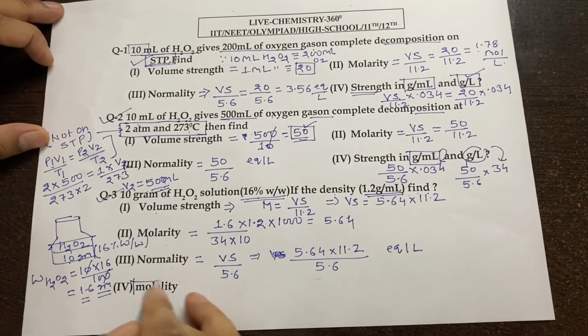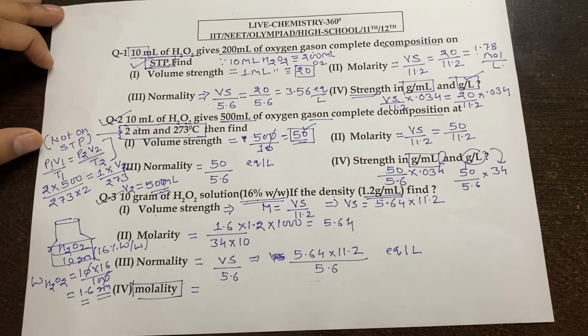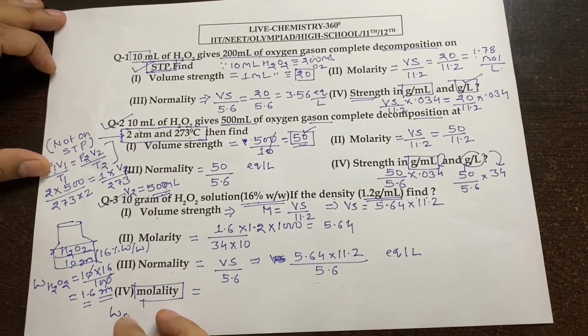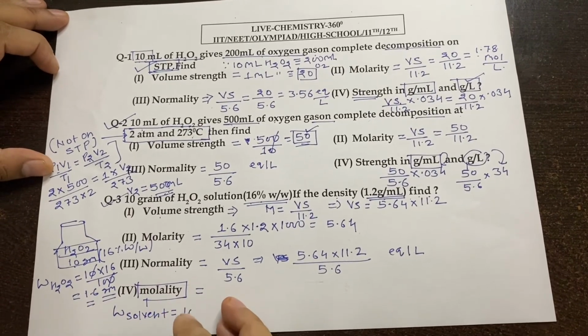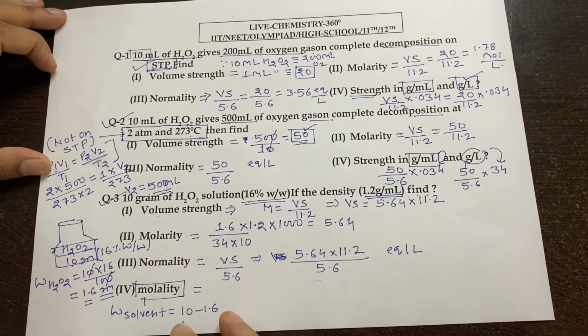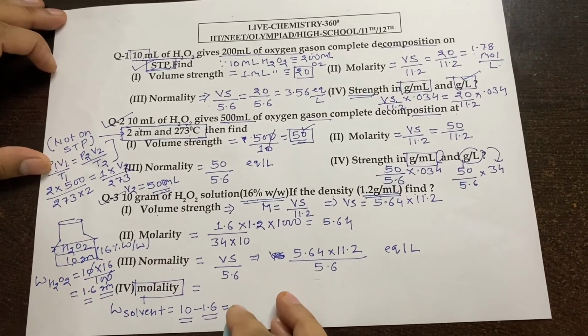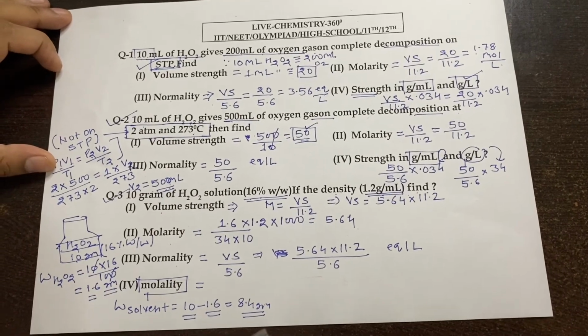Now it is required to calculate the molality. To calculate the molality, it is required to calculate the mass of solvent. So W solvent in this case will be equal to 10 minus 1.6. This is the mass of solution, this is the mass of solute. This will be equal to 8.4 grams. So this 8.4 gram is the mass of solvent.